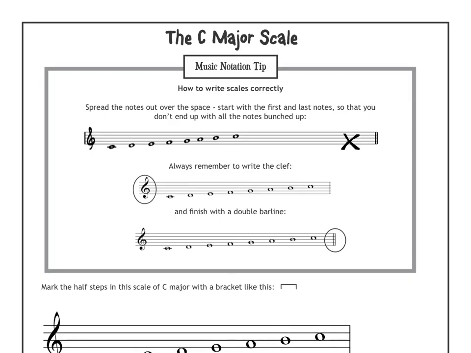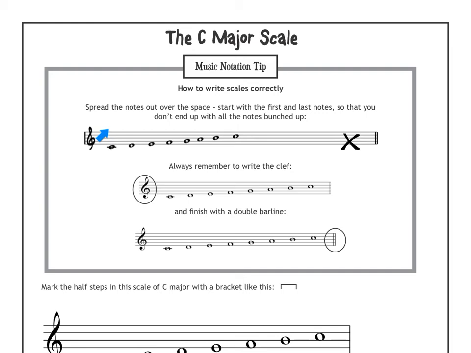Okay, so we're moving on to the C major scale. We talked a little bit about the C major scale on the last page. So you already know that the C major scale doesn't need any black keys. All right, and this is just a little bit of a tip. How to write scales correctly. Spread the notes out over the space. Start with the first and last notes so you don't end up with all the notes bunched up.